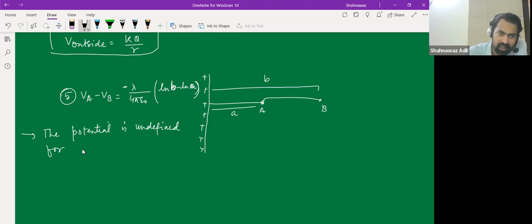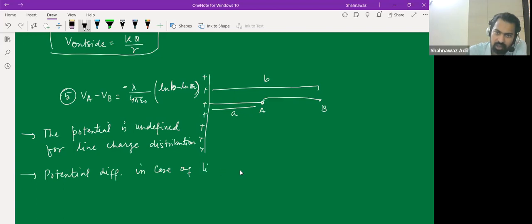So the potential is undefined for line charge distribution, right? And we have only potential difference in case of line charge distribution.